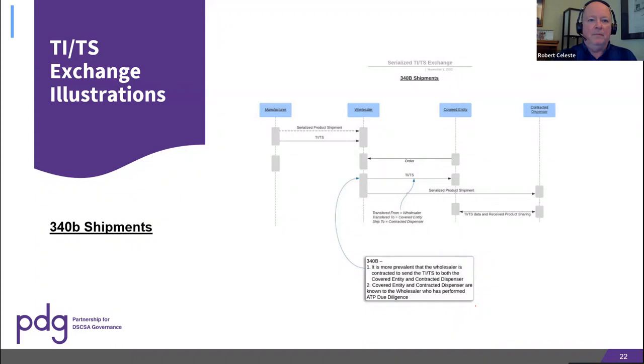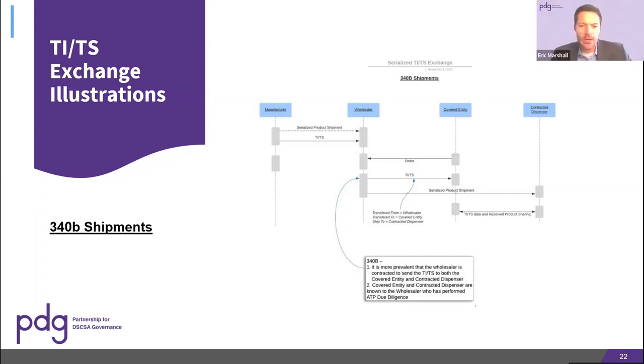And so one of the areas that this is more a recommendation, is that it's more prevalent that the wholesaler is contracted to send the TI to both of those entities. And so that provides information so that the contracted dispenser also has TI data for their records as they actually would use the product. They're also both known to the wholesaler who has performed that due diligence on both of those entities. And so this is an illustration of how that could take place, and that TI data needs to be shared with both the covered entity and the contracted dispenser.